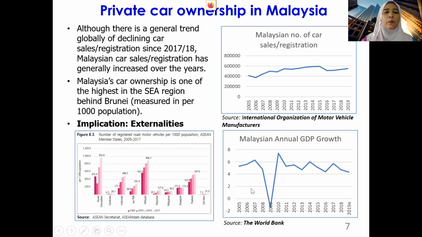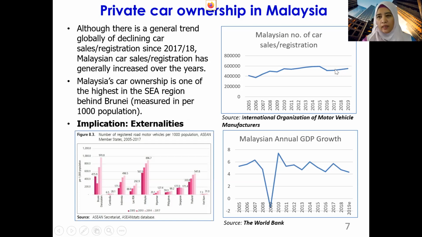Now, in Malaysia, what about the trend of private car ownership in Malaysia? Although there is a general trend globally of declining car sales or registration since 2017-18, Malaysian car sales and registration has generally increased over the years. Yes, we experienced a decrease in our GDP growth. Here we can see that 2017, 18, 19, estimated 2019, we experienced 3 years of decline in our GDP growth, but still you can see that our number of car sales registration keep on increasing.